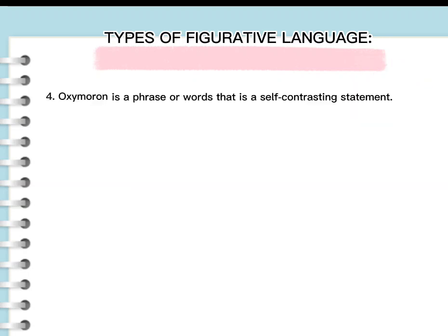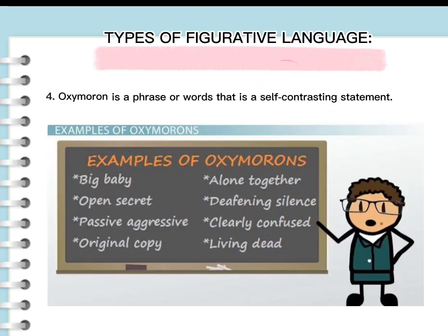Oxymoron is a phrase or words that is a self-contrasting statement. Our keyword here is self-contrasting. Here are the examples. Big baby, open secret, passive-aggressive, original copy, alone together, deafening silence, clearly confused, living dead, and loud silence. So that is what it means for oxymoron.